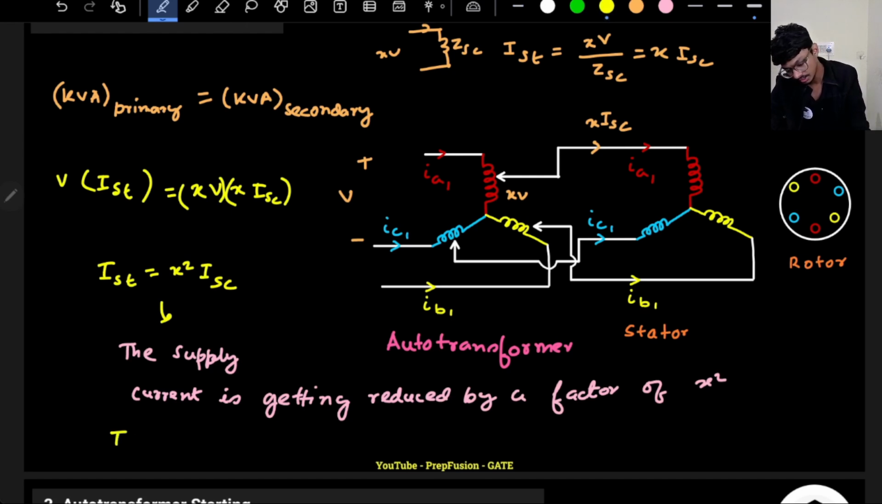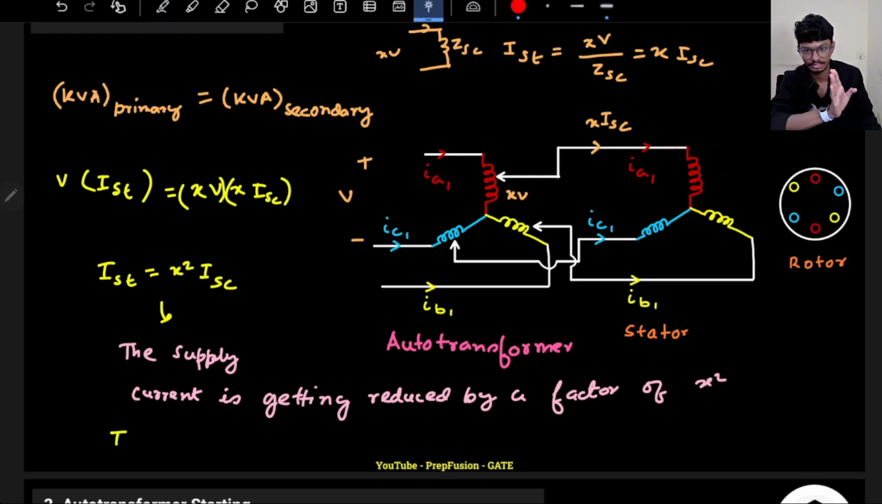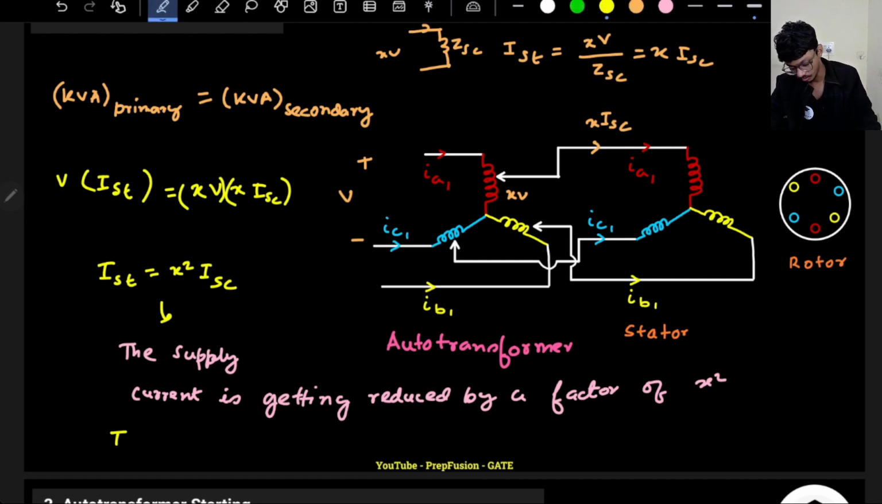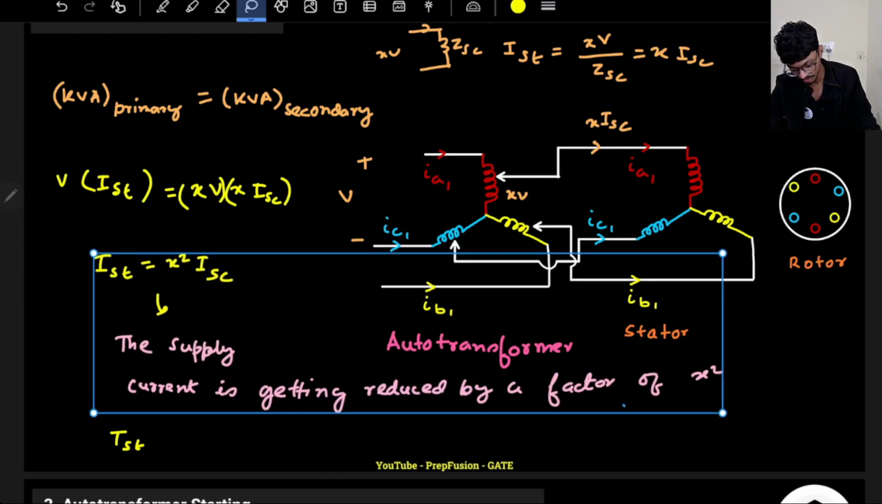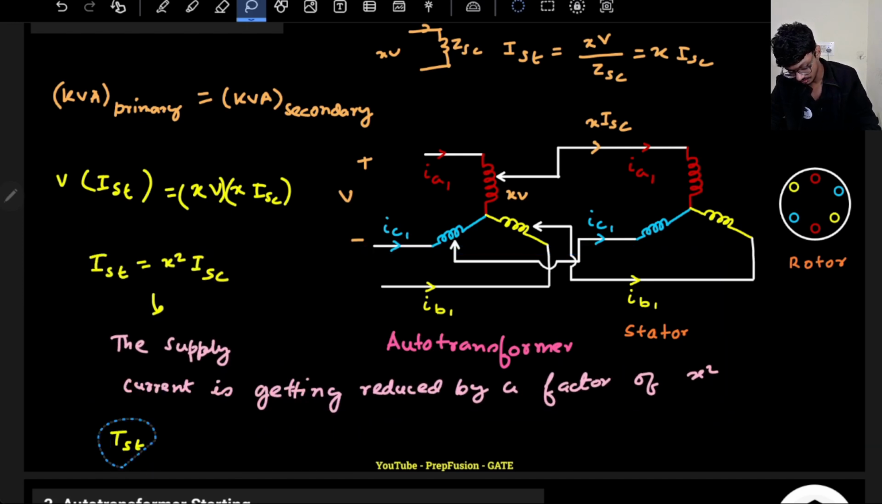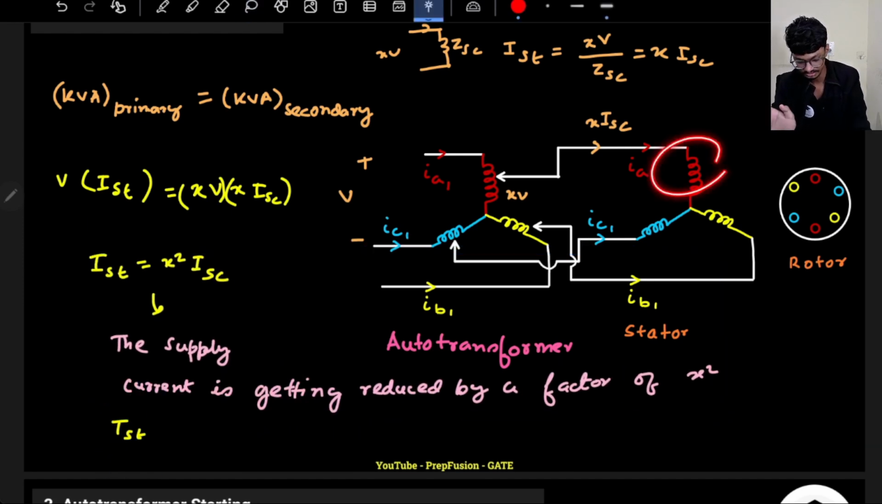What is the torque? Torque depends on this current only, right? Whatever is the coil current. So what is the difference of the torque? So again the starting torque divided by the, this will be x square only, this will not change basically because the torque depends on this side, right?